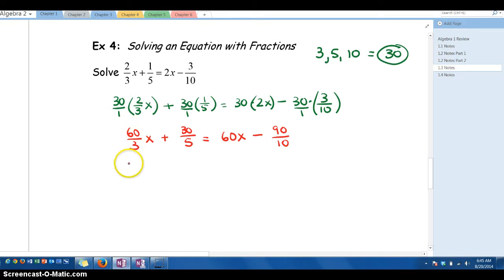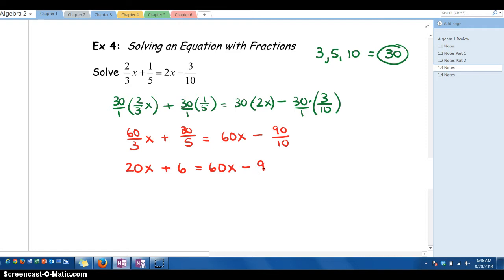60 divided by 3 is 20x. Now the fraction is gone, notice that. Plus 30 divided by 5 is 6. Once again, the fraction is gone. 60x didn't even have a fraction, which is awesome. Minus 90 divided by 10 is 9.